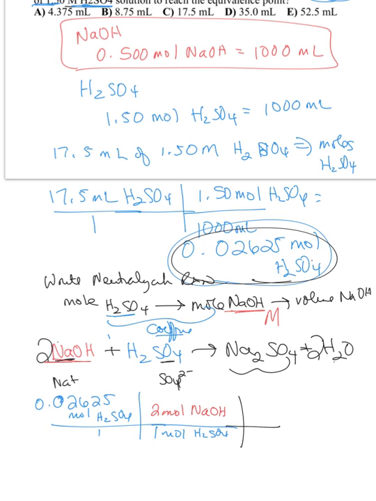And then we look at our conversions. For 0.500 mole of sodium hydroxide, we have 1,000 milliliters, because we have that concentration. So now we can take that and do the math. Multiply the top, divide the bottom, and we get 105 milliliters. That is not an option here, so just go ahead and fill in option F is 105 milliliters.